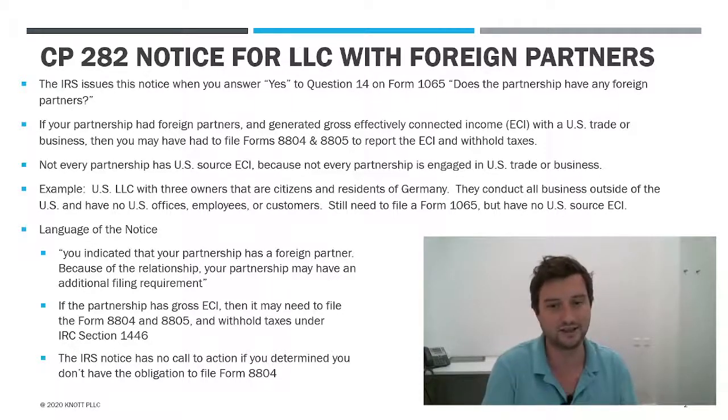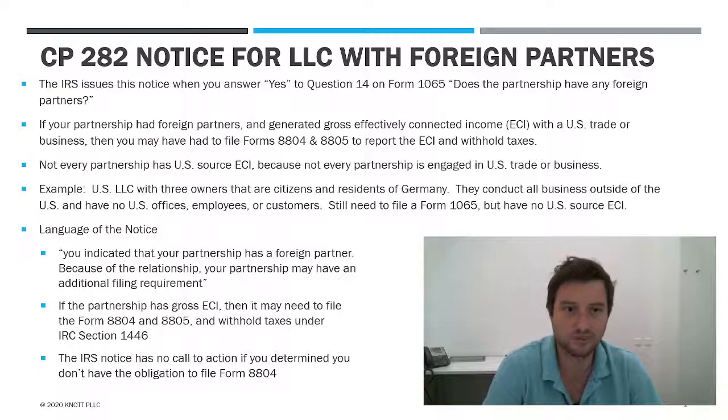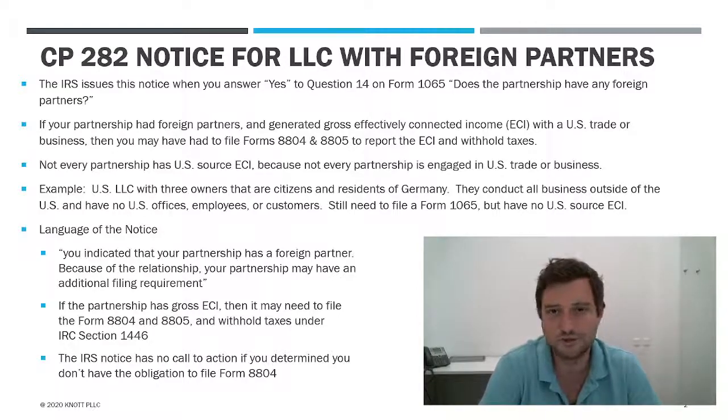But again, this is a slam dunk example where you have a U.S. entity that was set up just for legal purposes because they didn't want to be in Germany. They have to file the 1065, but they have no U.S. TOB, they have no U.S. source ECI, so no 8804, no 8805 filing obligation for these gentlemen. Yeah, that covers it all.